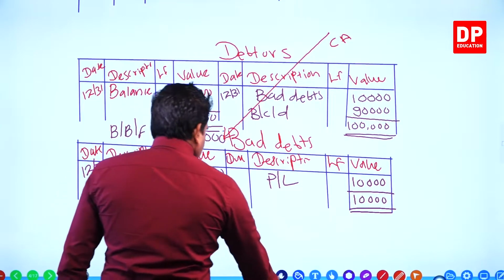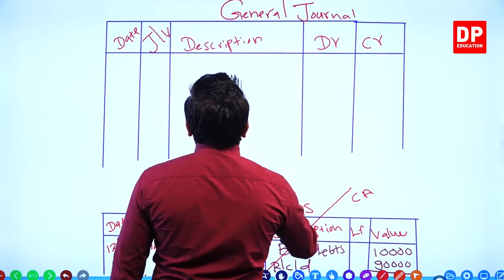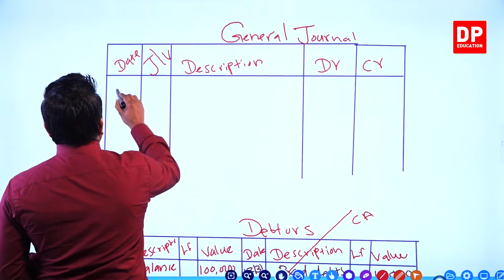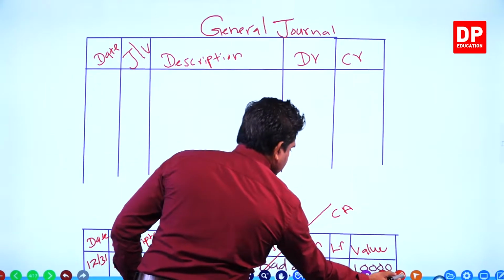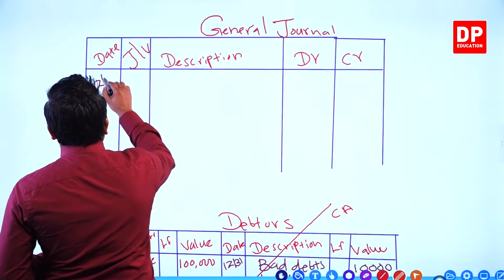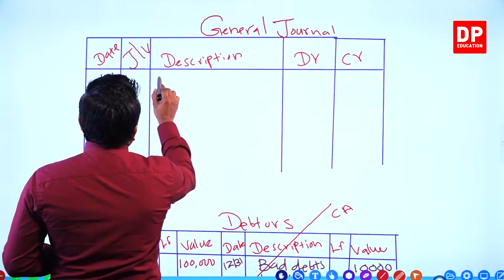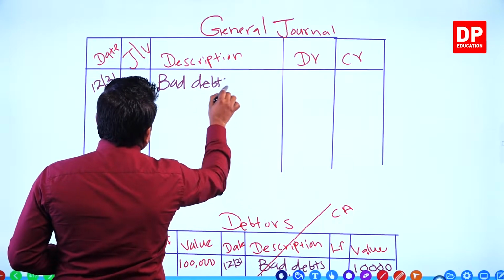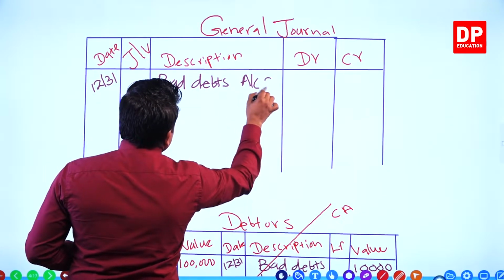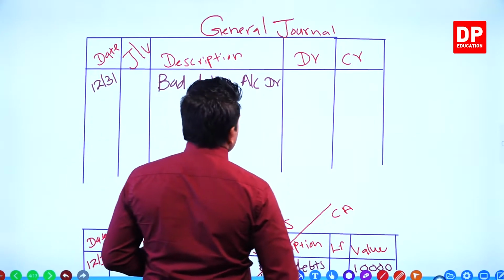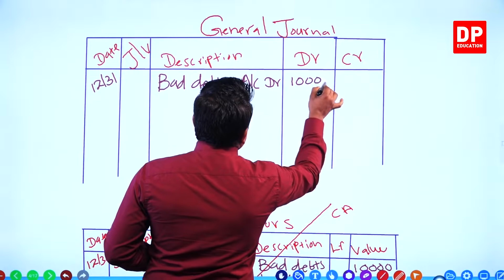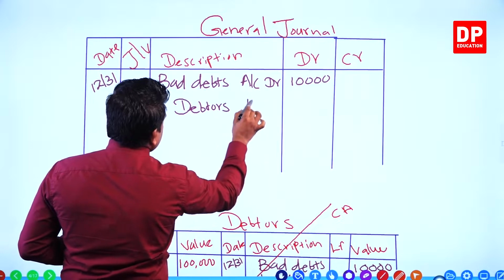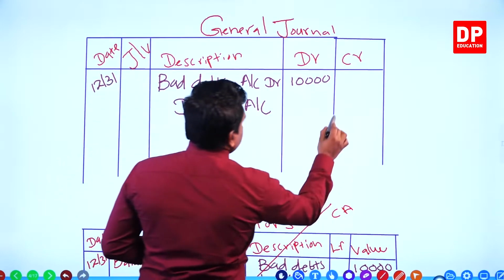Then we write them in the general journal. What is the date? Remember 12/31. Bad debts account debit. How much? 10,000. Debtors account credit 10,000.